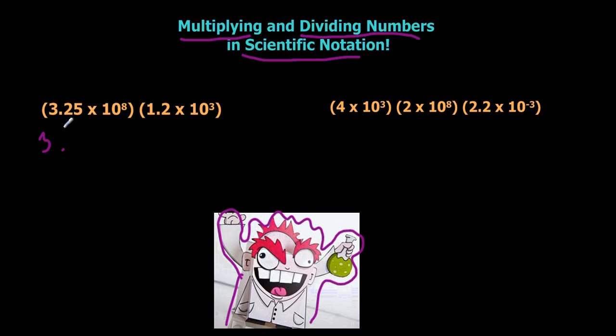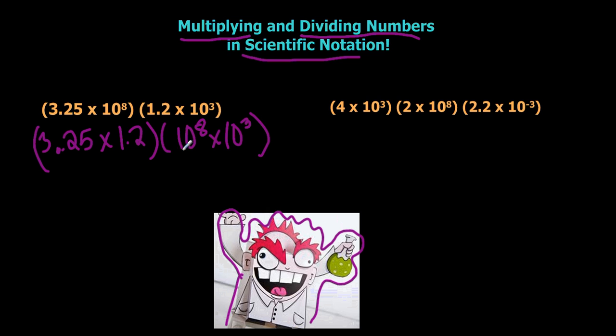So what I'm going to do is move my 3 and 25/100, change the order, and multiply it by 1 and 2/10. I'm going to group those together because those are my coefficients. And then I'm going to group my 10 to the 8th power times my 10 to the 3rd power because they have like bases. So that means that it's a really easy exponent problem.